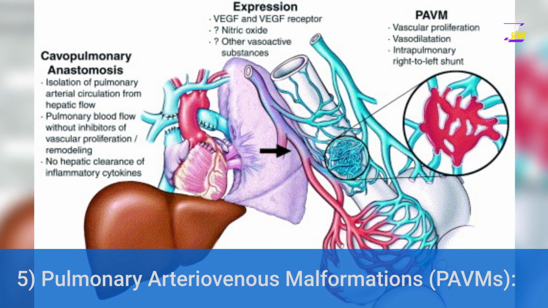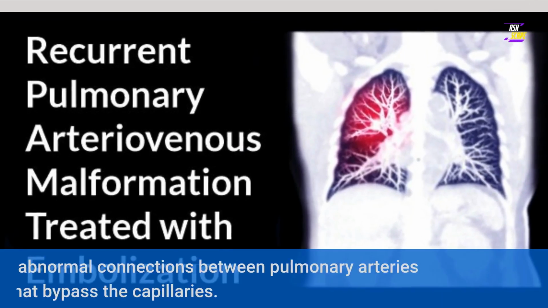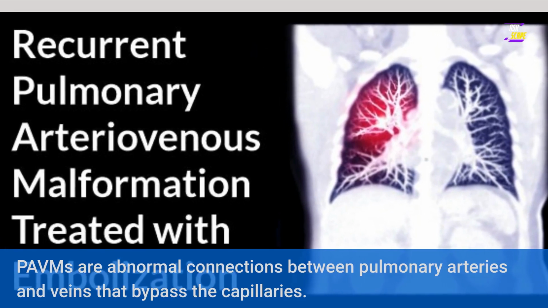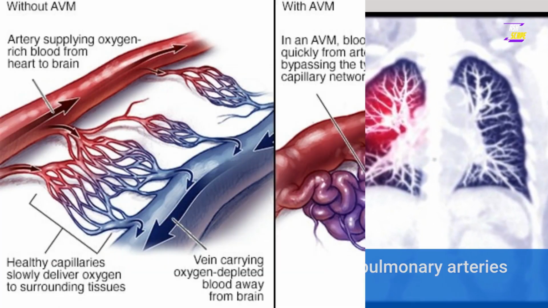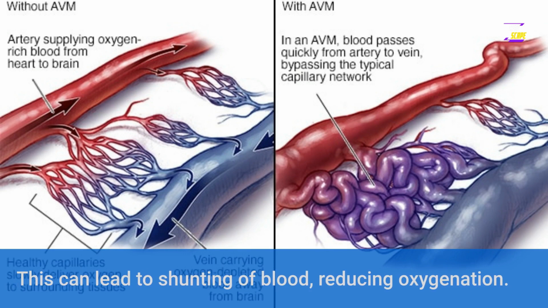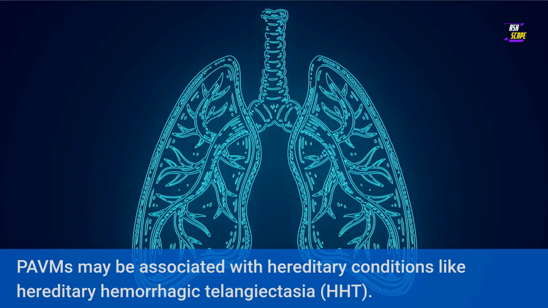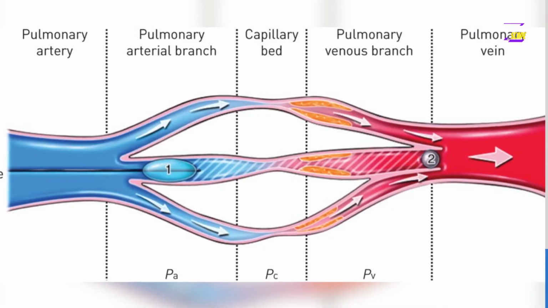5. Pulmonary arteriovenous malformations, PAVMs. PAVMs are abnormal connections between pulmonary arteries and veins that bypass the capillaries. This can lead to shunting of blood, reducing oxygenation. PAVMs may be associated with hereditary conditions like hereditary hemorrhagic telangiectasia, HHT.